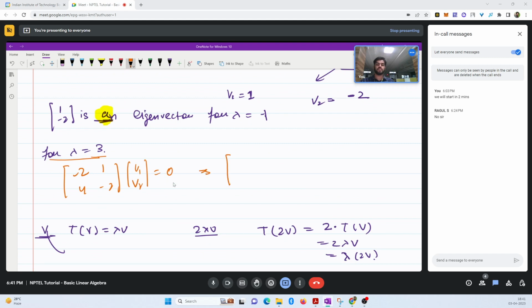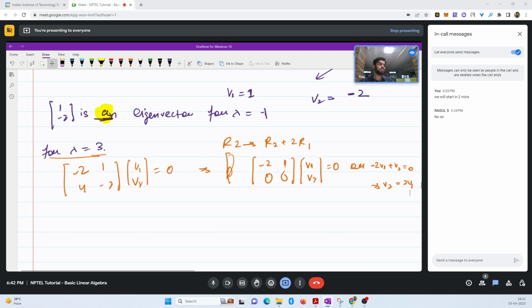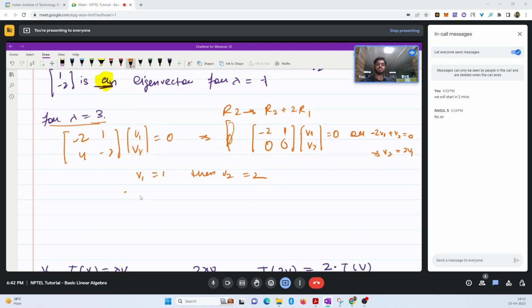What does this imply? Again you can make this entry as 0 by adding r2 goes to r2 plus 2 times r1, then this becomes minus 2, 0, 1, 0, v1, v2 is equal to 0, or minus 2v1 plus v2 is 0. This implies v2 is 2 times v1. So another eigenvector that you get is, you can just take v1 to be 1, then v2 is 2. So your eigenvector is 1 comma 2.